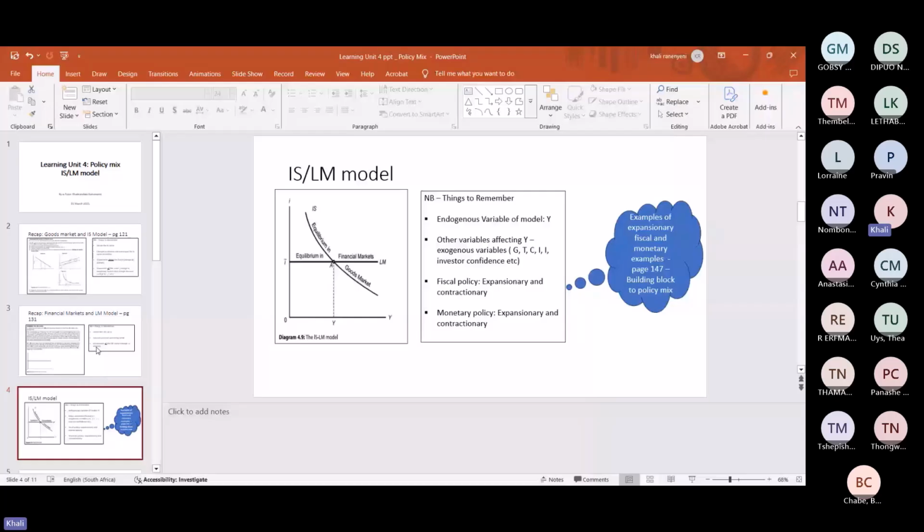We said our fiscal policy is government intervention by Treasury or by government by way of government spending and taxes to affect the economy, whilst our monetary policy is government intervention by way of interest rates and money supply to affect the economy. So that's just a recap from last week.